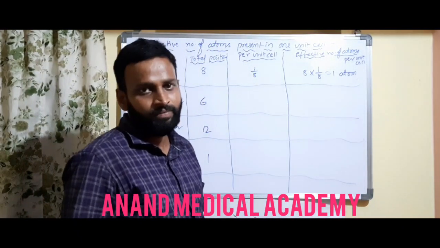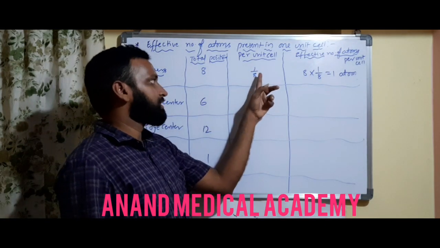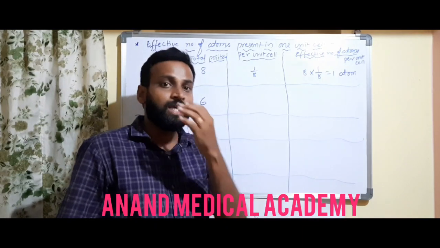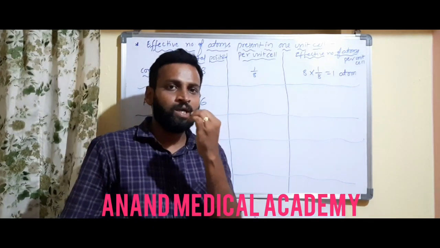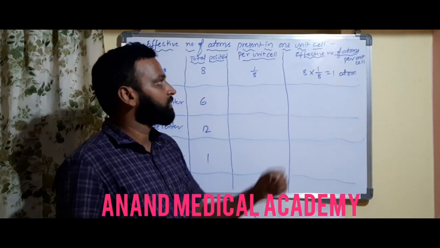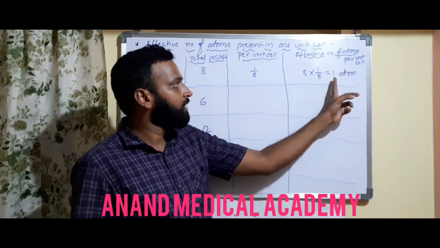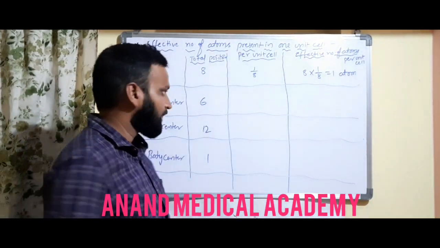This is very clear. So total corners are 8. Per unit cell's contribution is 1 by 8 because each corner position is shared by 8 unit cells. So per unit cell it is 1 by 8. So the effective number of atoms per unit cell is 8 into 1 by 8 equals 1 atom. Getting what I am saying?